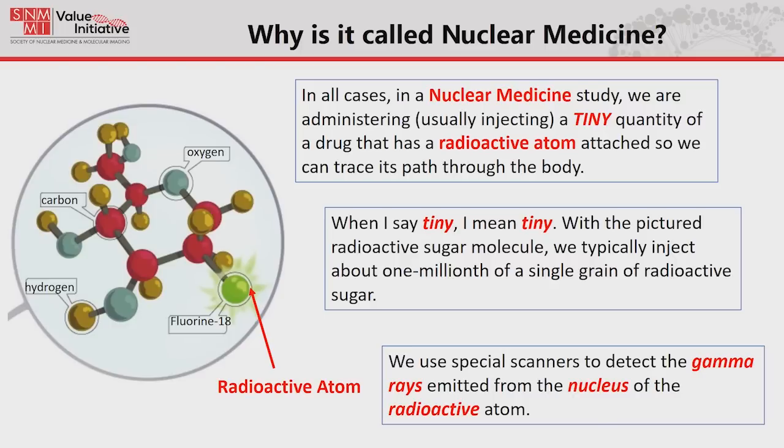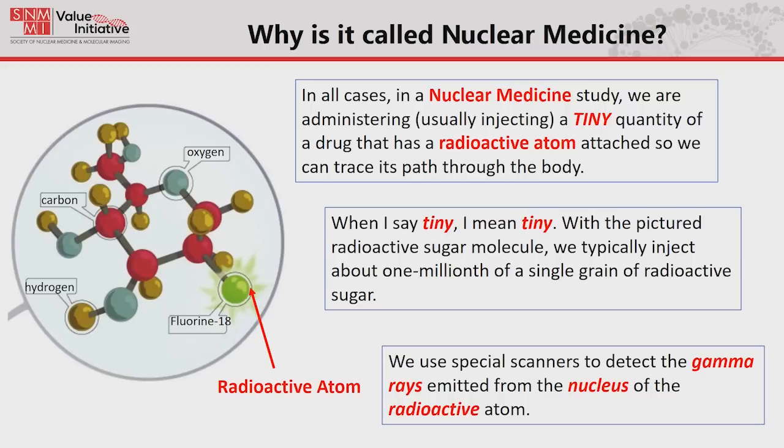Well, in all cases in a nuclear medicine study, we're administering, usually injecting, but not exclusively, a tiny quantity of drug. And so in this case, here's a molecule. This is one of those sugar molecules. This is fluorodeoxyglucose. And right there, that's the F-18. That's the radioactive tag.